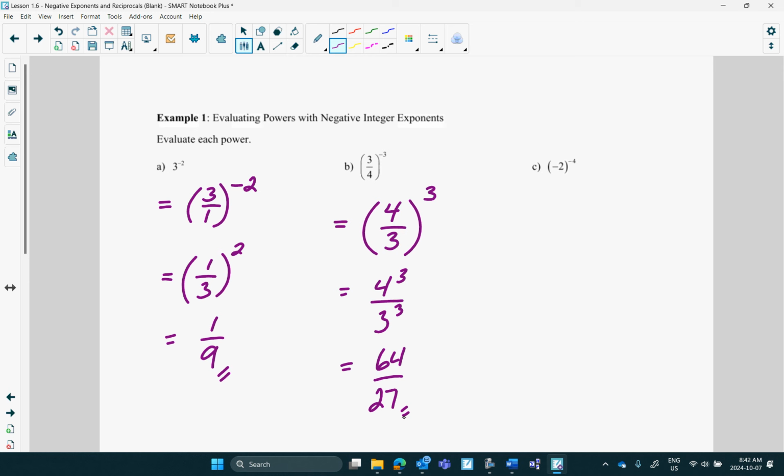Be careful when there are negative numbers as the base, especially if it has parentheses. Because remember, this is the same as negative 2 over 1 to the negative 4. I haven't changed it yet. To change it to a positive exponent of 4, I flip the base, take the reciprocal of the base.